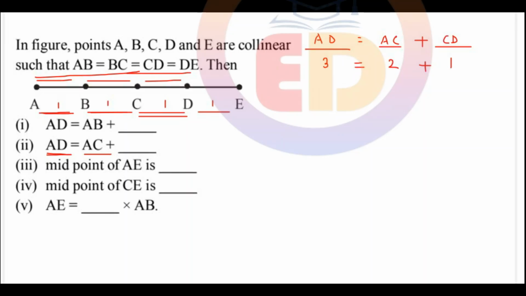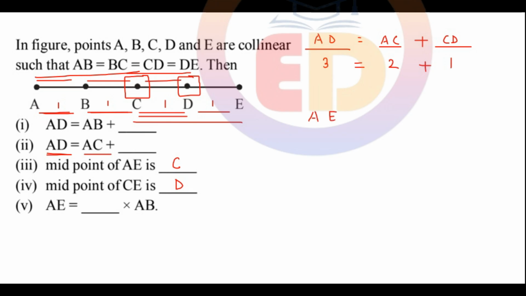The next question, the midpoint of AE. The midpoint of AE we can see is C. Next, the fourth question, they are asking the midpoint of CE. This is CE, its midpoint will be D. And the fifth question is slightly different. They're asking what is AE, and they say it's equal to dash multiplied by AB.